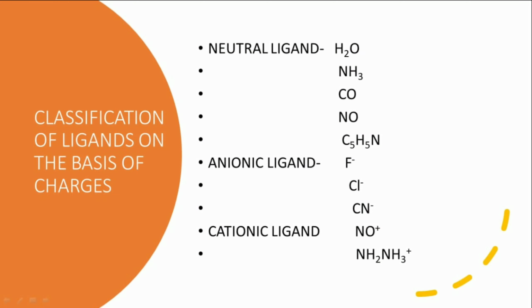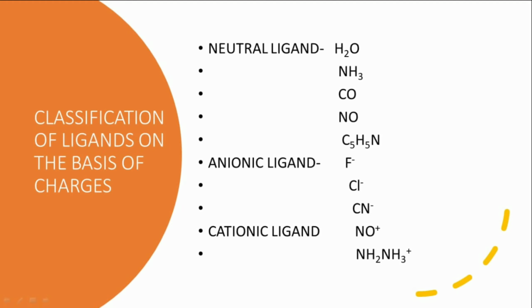Hello children, this is the second video on coordination compounds. In this, we will see the classification of ligands on the basis of charges. On the basis of charges, ligands can be classified under three categories: neutral ligand, anionic ligand, and cationic ligand. Neutral ligand, as the name suggests, does not carry any charge, but they have an atom with the lone pairs which can coordinate it to the central metal atom or ion.